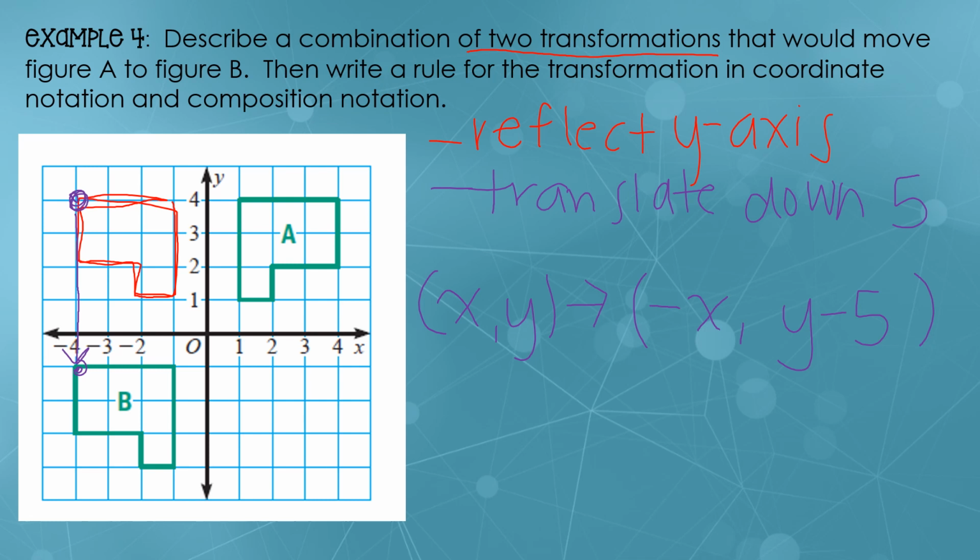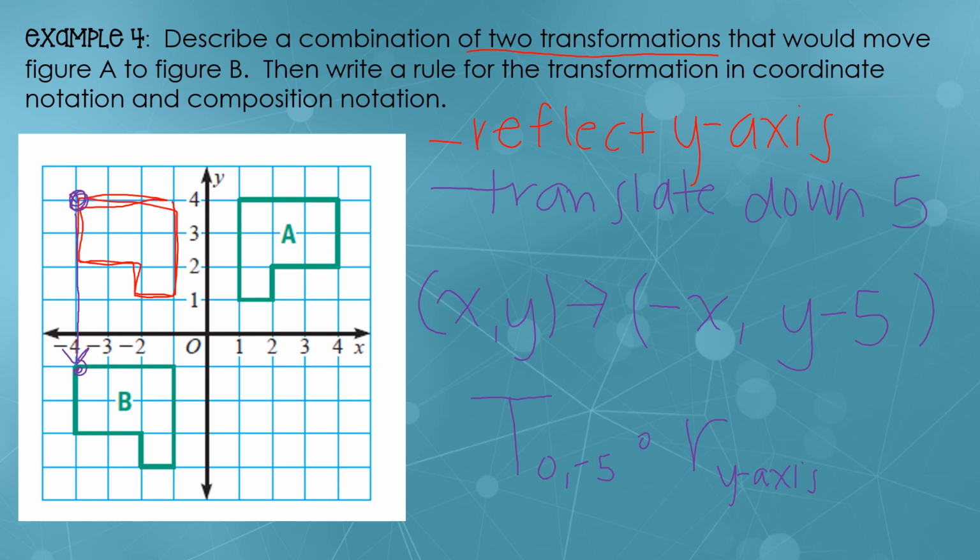If I'm going to do the composition notation, remember that you write it in the reverse order. So first we reflect it over the y-axis and then we translated it down. So we're going to write the translation down first. So T, then the first number tells you how much you moved left or right. We did not. The second number tells you how much you moved down. We moved down 5, so that's negative. Then your composition. And then your reflection, little r, over the y-axis.